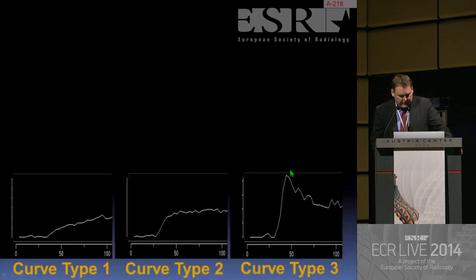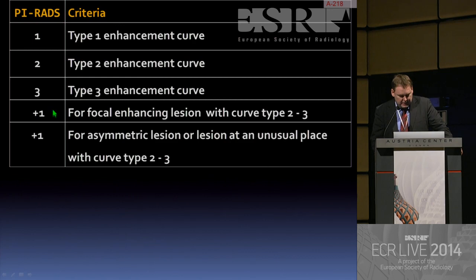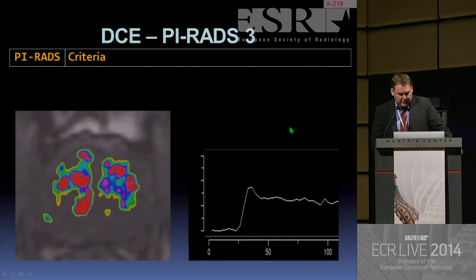And what we are doing with that, there are 2 additional points. If the lesion which we are looking at in the DCE is focal, we are adding another point. Or for an asymmetric lesion or lesion in an unusual place, if these lesions are already showing curve number 2 of type 2 or type 3, we are adding an additional point. How does it work? A couple of examples. For example, DCE PI-RADS 3.